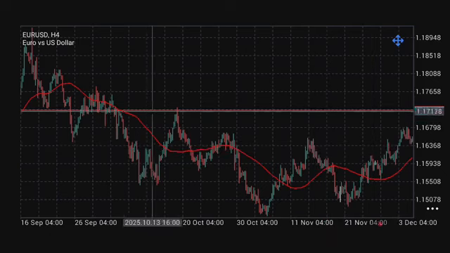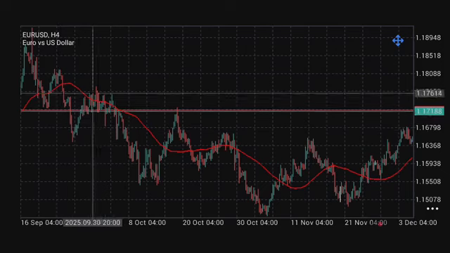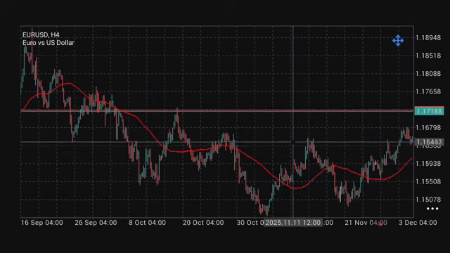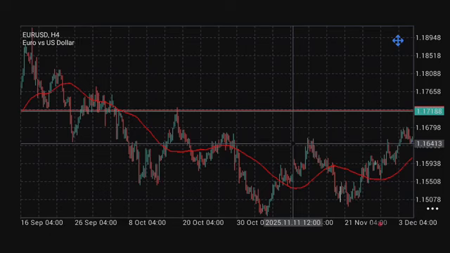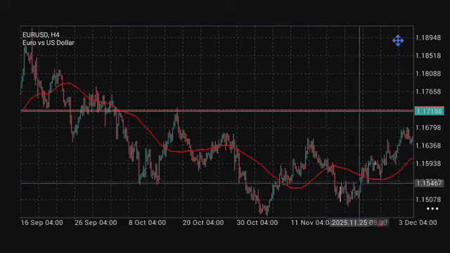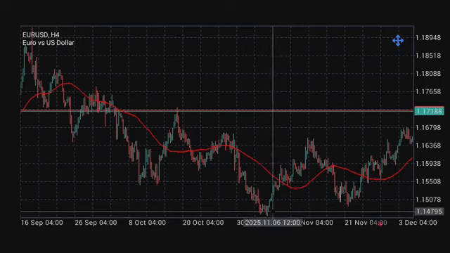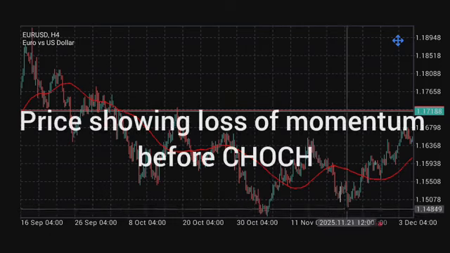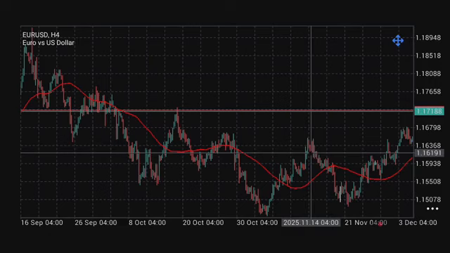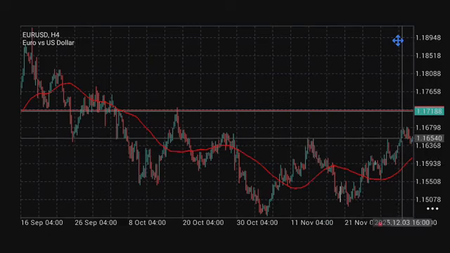Let me just quickly do that again. So this is a push, a run, a pullback, a run, a pullback, a run, and then a pullback. Right, so this is the last lower high. The price pushed down, and then there was a loss of momentum here. The price pushed down but was not able to break this lower low, but instead it pushed up and then broke the last lower high. So at this point we have a change of character.